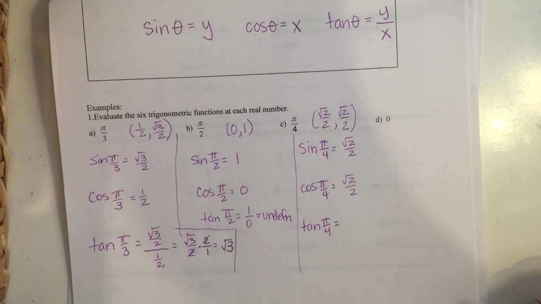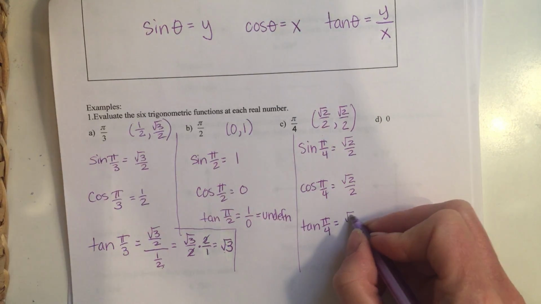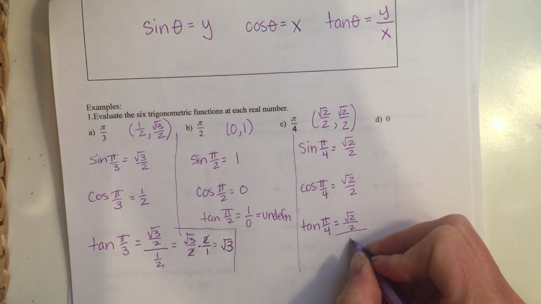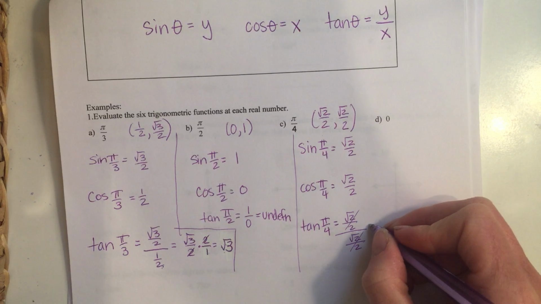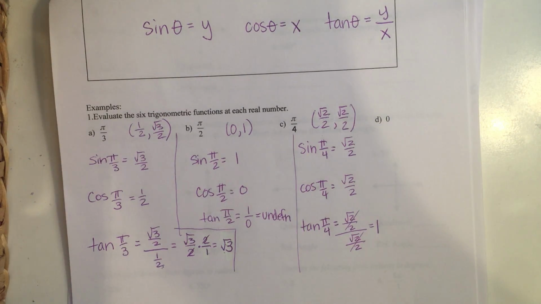And tangent is y divided by x, which in this case, everything cancels to 1. When you divide something by itself, they cancel, and your tangent of pi over 4 would be equal to 1.